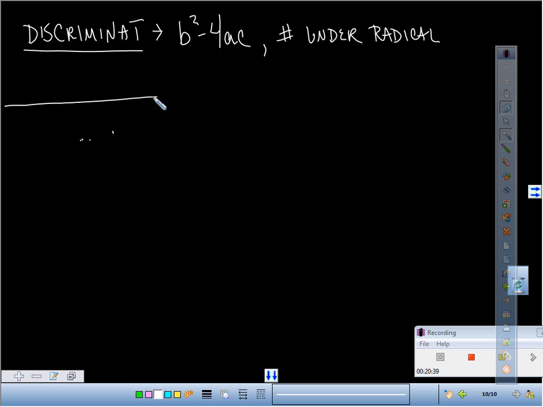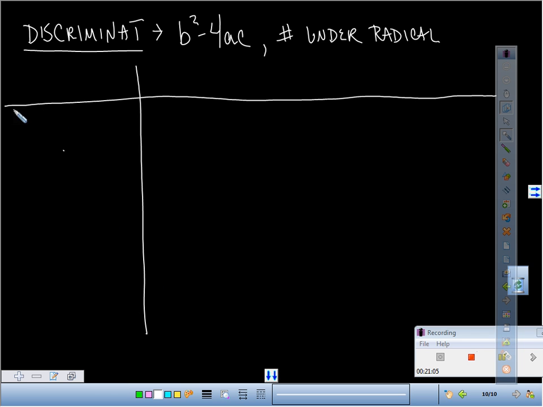Wait, so if it's the square root of 25, the answer would be 25? Yes. The number under the radical. Do not take the square root of it. Okay, so now we're going to make a big chart. And I'm going to tell you, y'all will be amazed at what all the discriminant tells you. Okay? So, make you a big chart. In our first column, we're going to put discriminant.